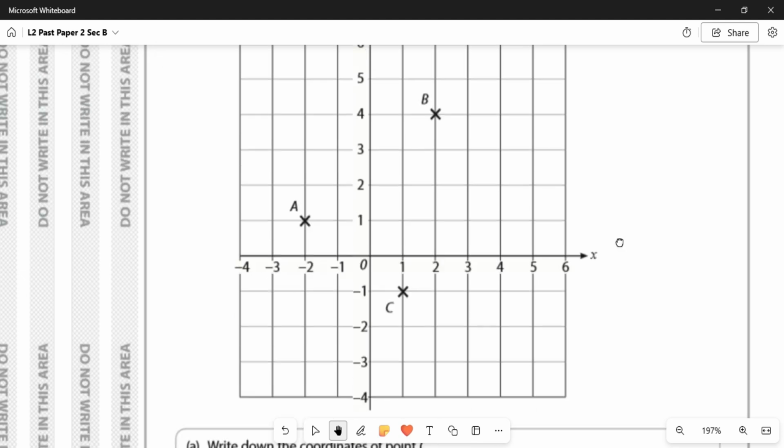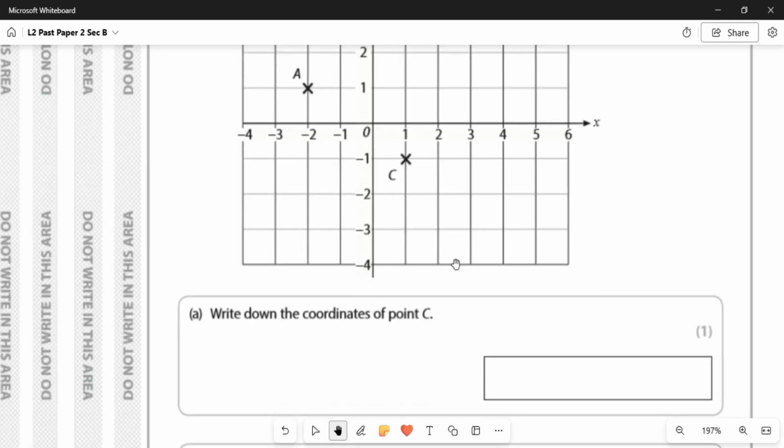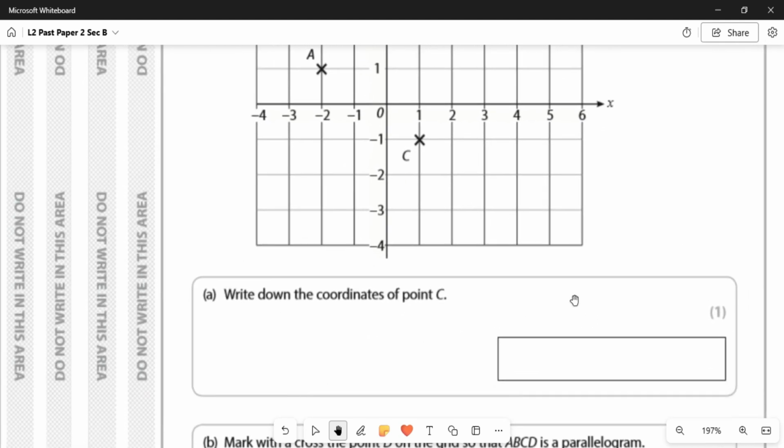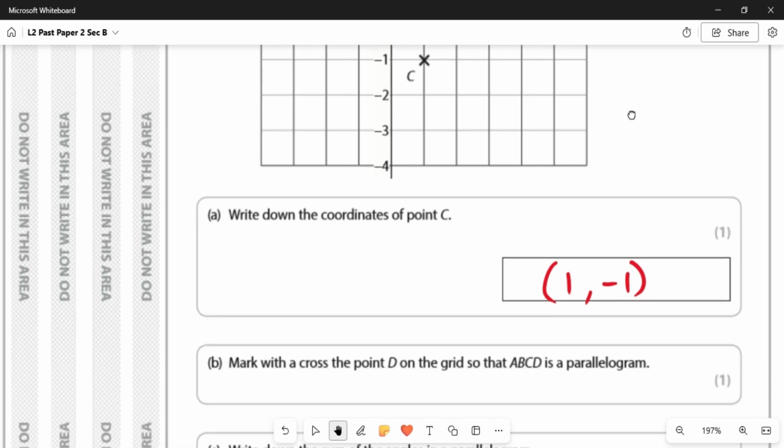Question 2, we have a diagram, and it looks like it's asking, write down the coordinates of point C. So for coordinates, you always start from the origin 0, 0, and you go across the corridor and down the stairs in this case. So across the corridor is 1, down the stairs is -1, so you open brackets, 1 to go across, -1 to go down. Yep, there's your answer, and that's how you write coordinates. You need to have the brackets as well.